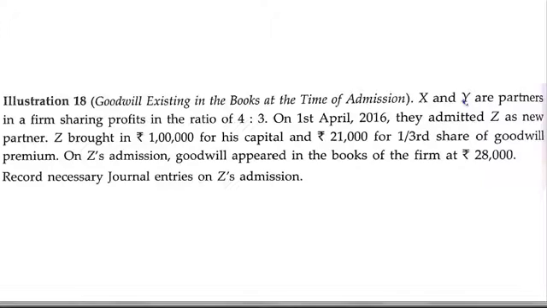The first one is, it says on Z's admission, goodwill appeared in the books of the firm at 28,000. I told you in the previous lectures that if there is any goodwill appearing in the books on the date of admission of a partner, we will write off that goodwill among the old partners in old ratio, because that reputation has been earned by the old partners, right? We can't give that reputation to the new partner. So we will divide whatever is appearing in the books among the old partners in old ratio.